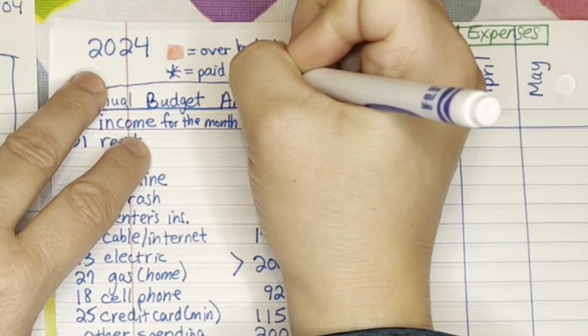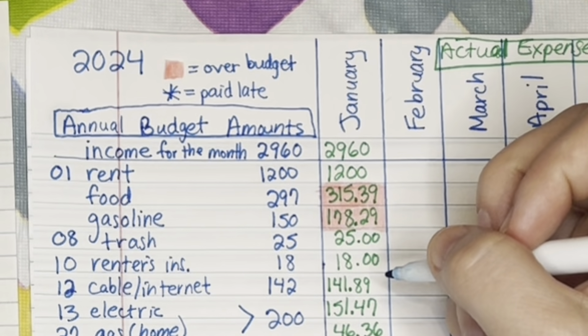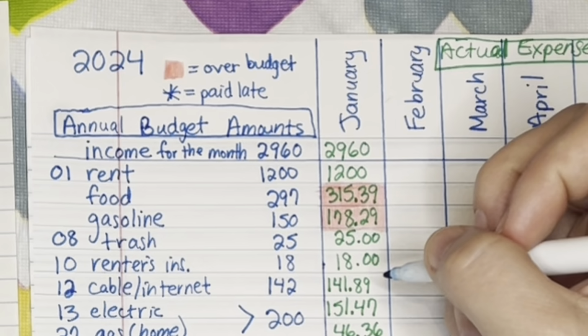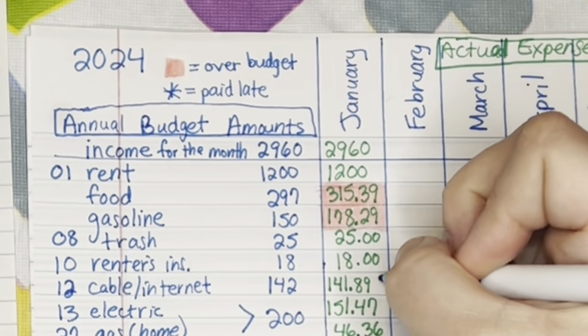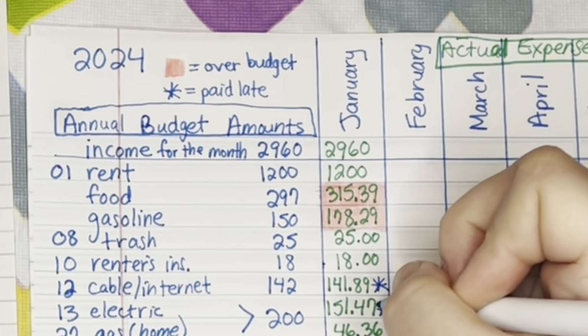She paid her cable internet bill and her electric bill late in January, so she is going to mark those with stars to indicate that they were paid late. She had planned to pay them late when she had done her January budget because she just didn't have the money to pay it on time.